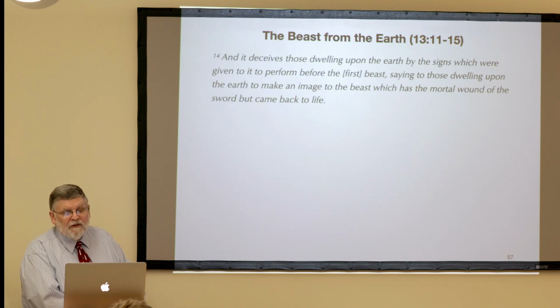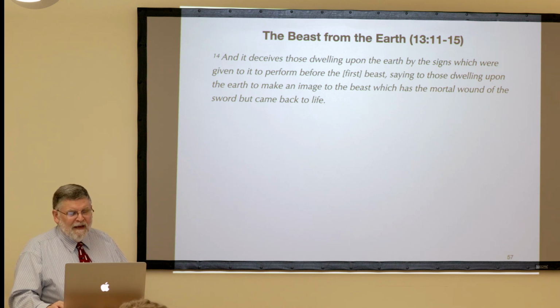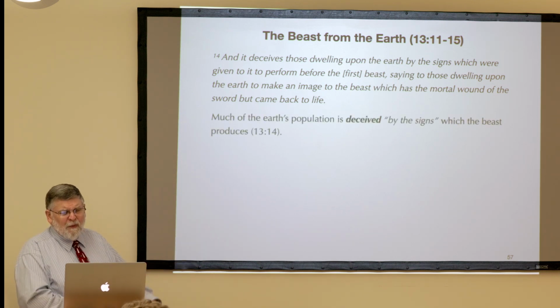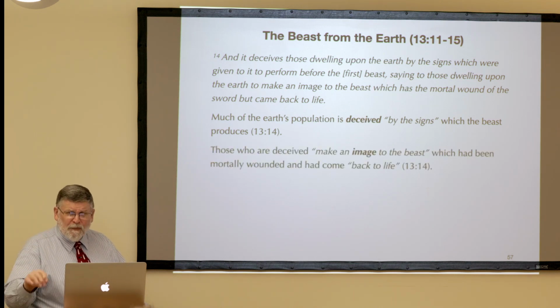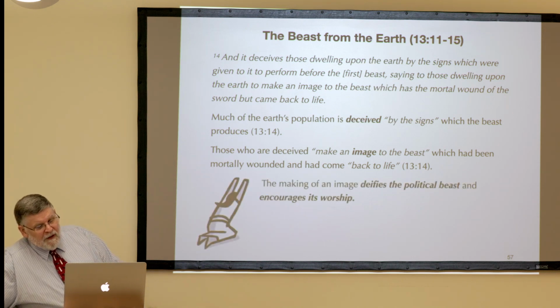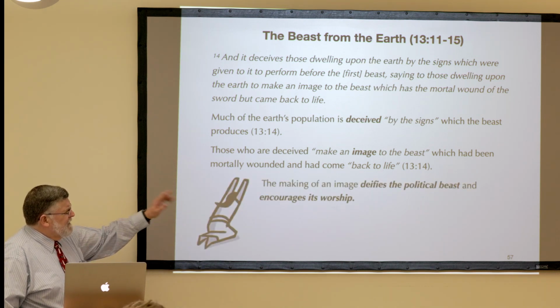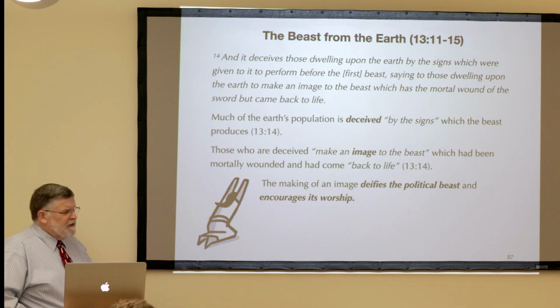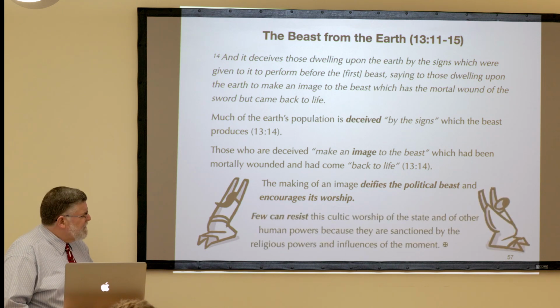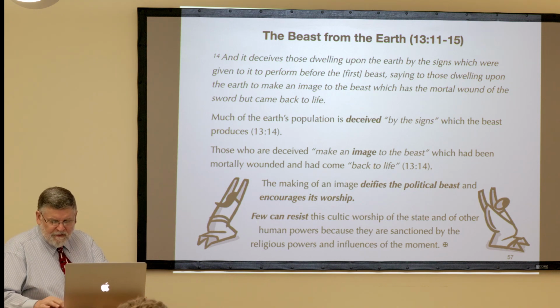14. And it deceives those dwelling upon the earth by the signs which were given it to perform before the first beast, telling those dwelling upon the earth to make an image to the beast which has the mortal wound of the sword but came back to life. So what's it going to try to do? So we're going to deceive people, and as we deceive people, they will start to worship the beast because it has come back to life. The emphasis with the second beast is to try to deify the political beast, to encourage its worship, and few are able to resist. Few can resist.